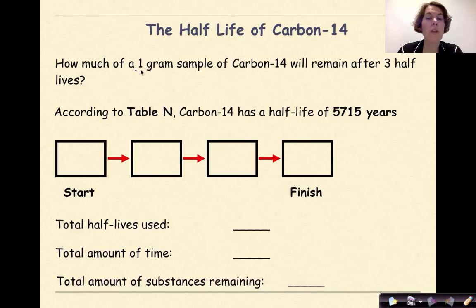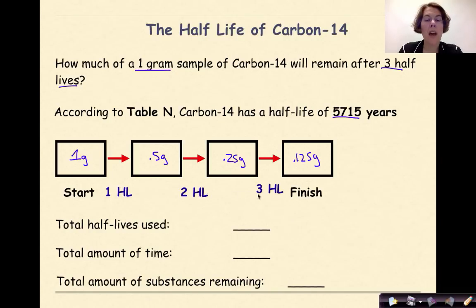Let's look at another example, the half-life of carbon-14. How much of a 1 gram sample of carbon-14 will remain after 3 half-lives? According to Table N, carbon-14 has a half-life of 5,715 years. So we're going to start with 1 gram. 1 half-life goes by, so that's 0.5 grams. Another half-life goes by, so that's 0.25 grams left over. And finally, here's our third half-life right here, which means we're down to 0.125 grams. So again, each one of these arrows represents a half-life.